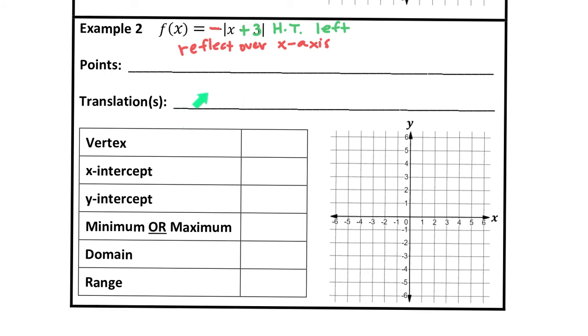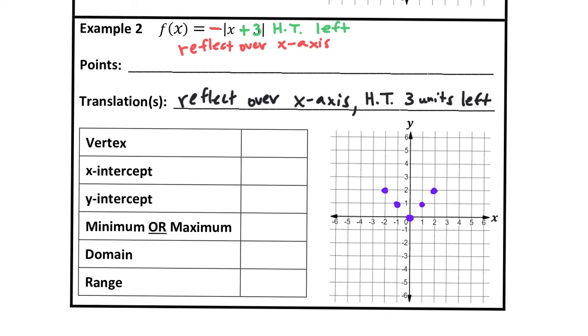So I'm going to write the transformations over here. There's a reflection over the x-axis, and there's a horizontal translation 3 units left. Okay. And I'm just color coding the transformations so that when we graph it over here, it makes more sense. So what I like to do is I like to put the parent function points.